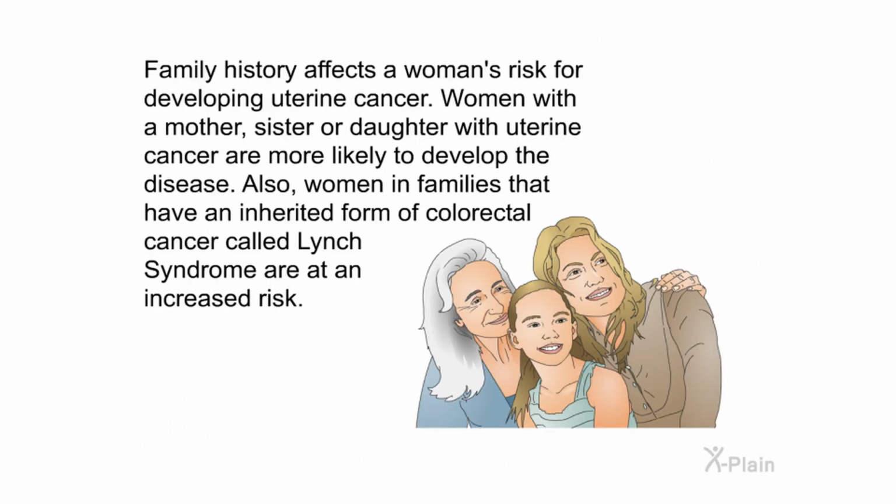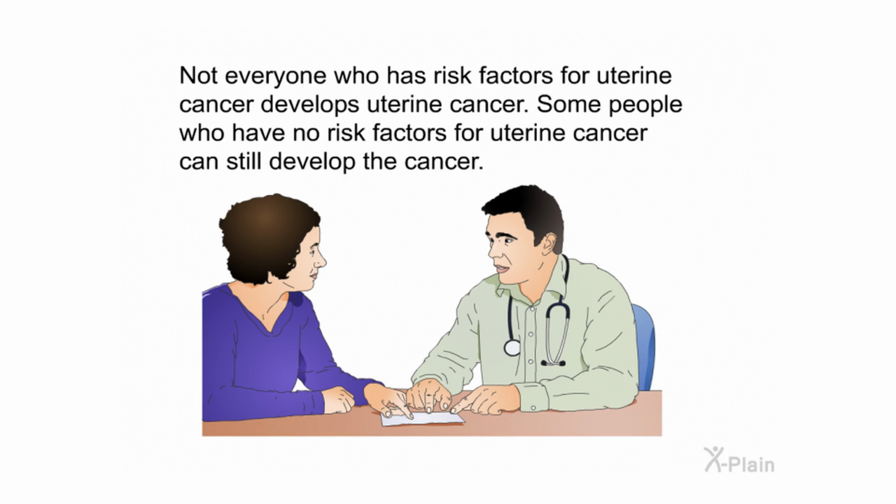Family history affects a woman's risk for developing uterine cancer. Women with a mother, sister, or daughter with uterine cancer are more likely to develop the disease. Also, women in families that have an inherited form of colorectal cancer called Lynch syndrome are at an increased risk. Not everyone who has risk factors for uterine cancer develops uterine cancer. Some people who have no risk factors for uterine cancer can still develop the cancer.